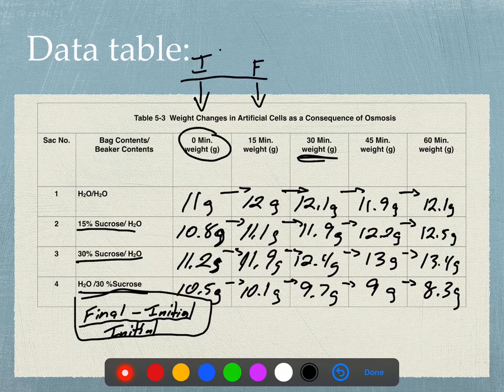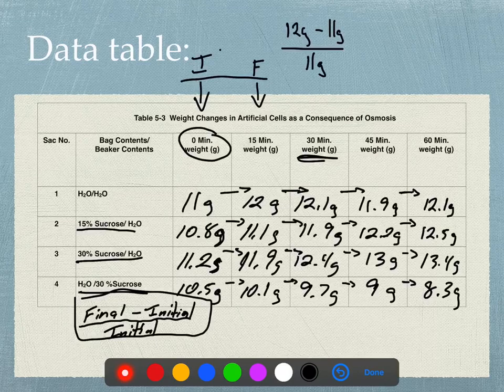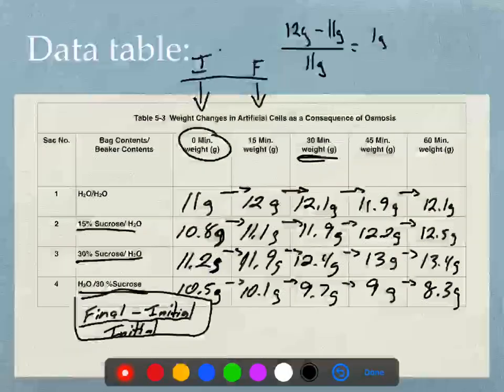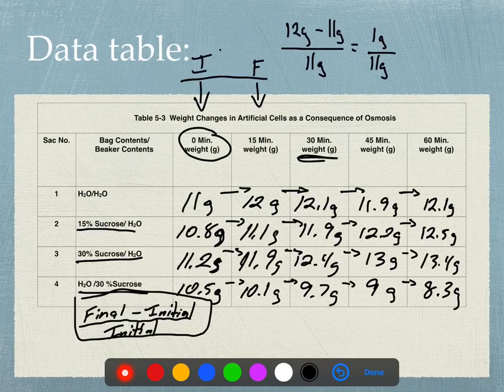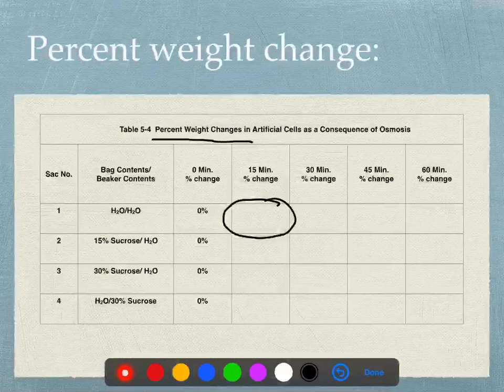What if we apply this formula, it would look like this. It would be final, which is 12 grams, minus initial, which is 11 grams, and then divided by your initial, which is 11 grams. So this would be basically 1 gram over 11 grams. And then that's going to give you your final minus initial, times 100. You'll get a percentage that you can report in the next table right here.